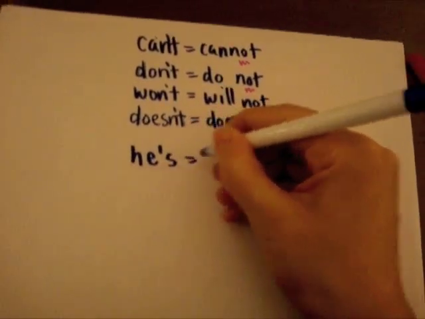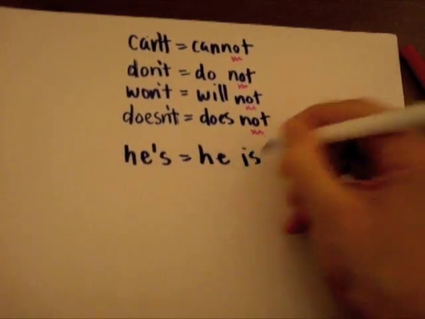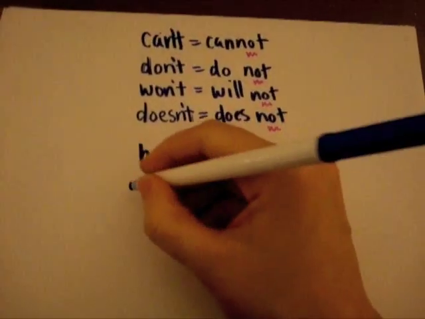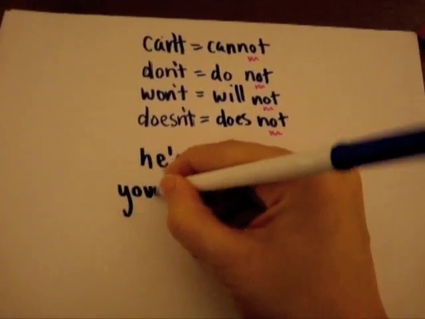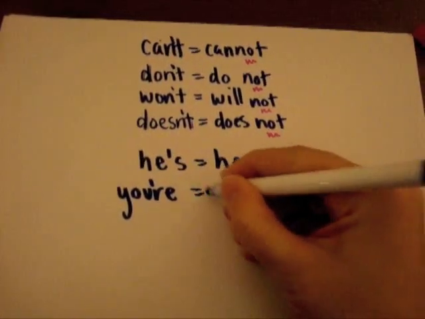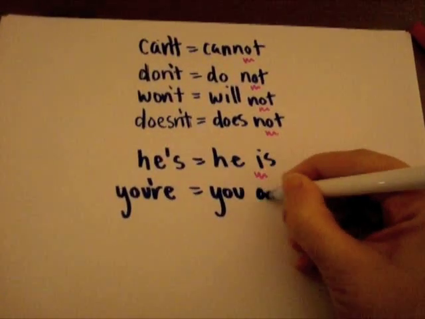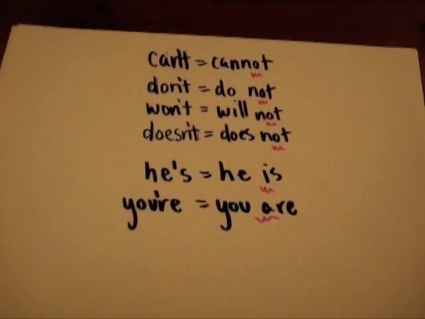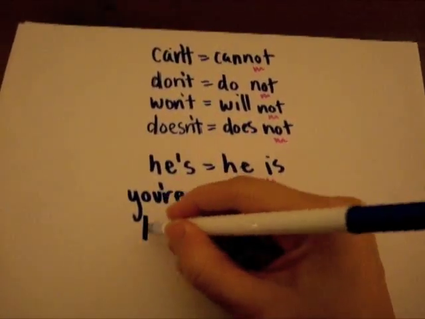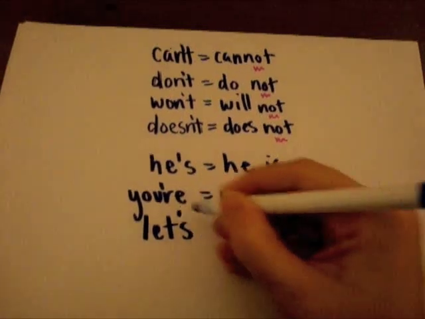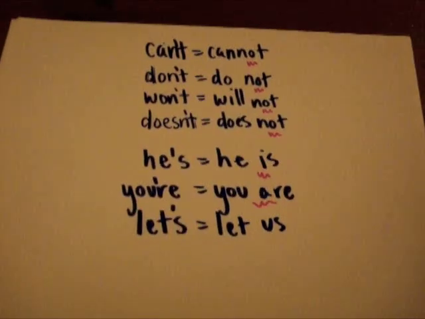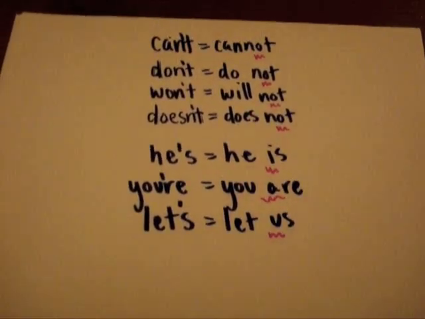It doesn't always have to represent an O. In the word he's, that represents he is, with the apostrophe representing the I. In the word you're, the apostrophe represents the A of you are. Or in the word let's, that apostrophe represents the U of let us.